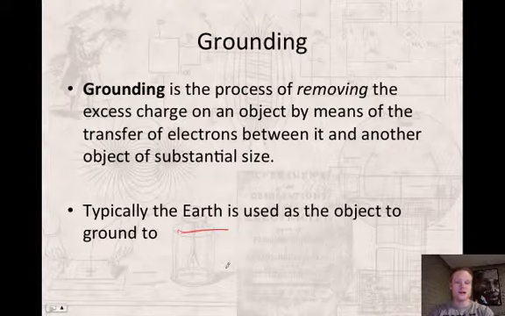A lot of times when your house is wired, or if you have a lightning rod, those wirings, or the lightning rod, are let into the ground, and what ends up happening is any excess electricity just gets transferred into the ground, and no harm, no foul. The Earth is much larger than, say, any one lightning bolt or any overload of electricity that may come out of a power plant. So that's what grounding is.